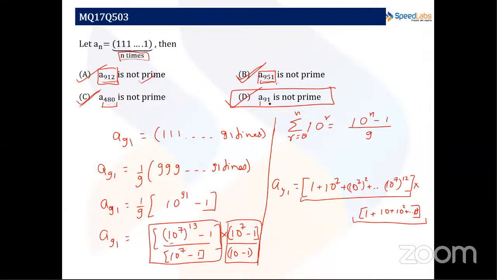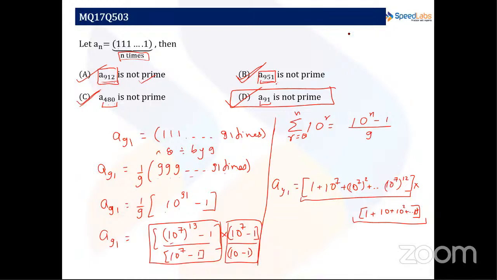Now we have to check for A91. So A91 we have written as 1 times, so we have multiplied and divided by 9. So we have got A91 equals 1 by 9 here, and multiplying each term by 9, we will be getting 991 times.